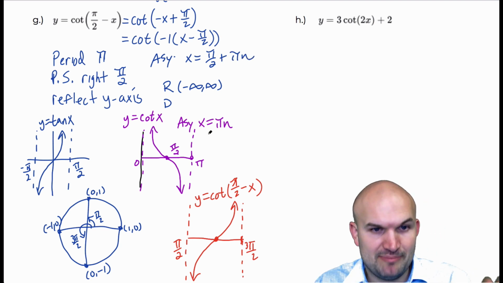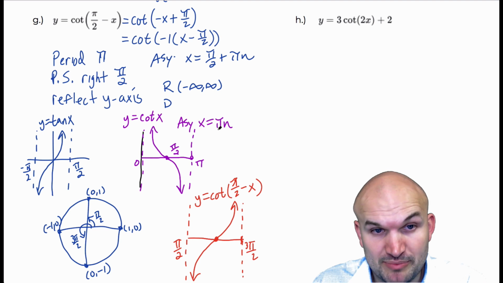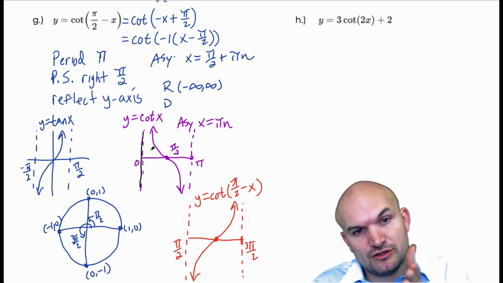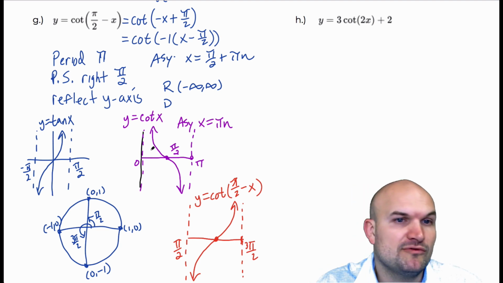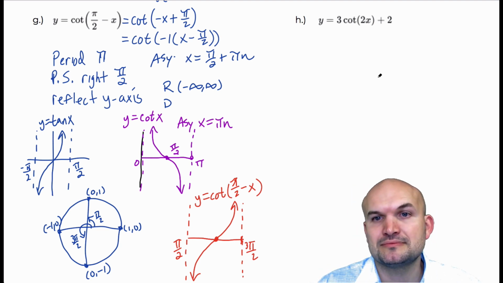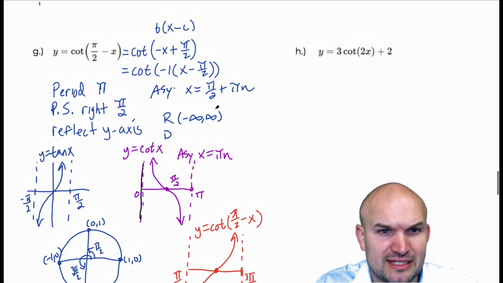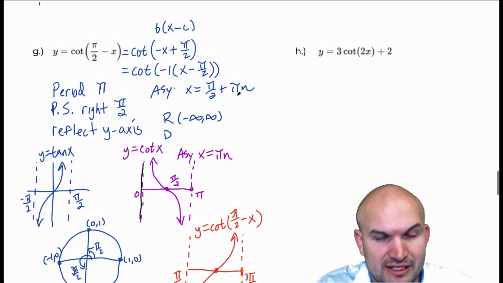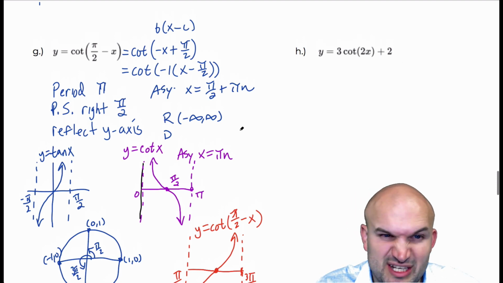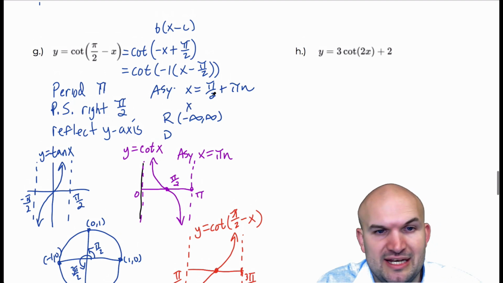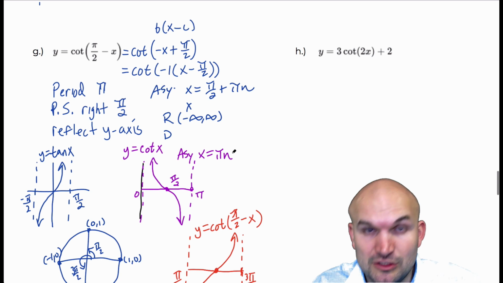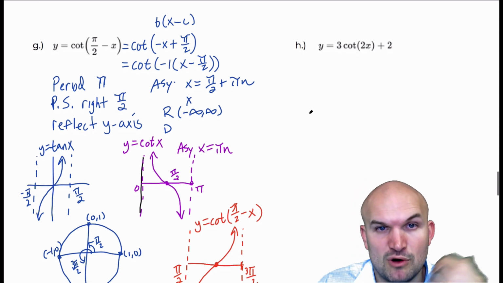So even though for the parent function the initial asymptote is pi n, since we shifted the graph over pi halves, it's now going to start at pi halves plus pi n. And the reflection, again, does not impact it. But you could still solve this with the negative, and you'd still get the same answers. You get a different equation. If you solved it with the negative, then you get negative pi halves minus pi n. But those will still give you all the same solutions or asymptotes.